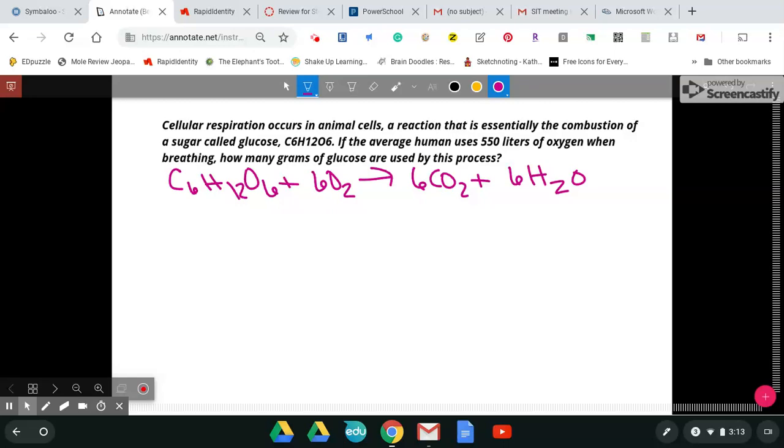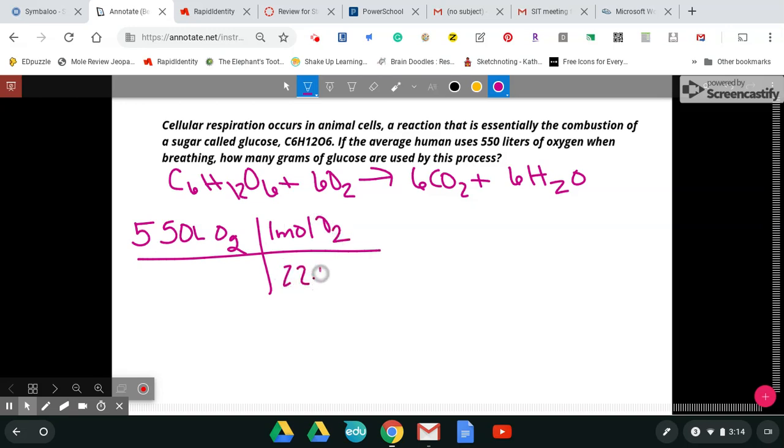All right, so if you've got this problem, it says cellular respiration occurs in animals, and it's saying that an average uses 550 liters. So I'm going to write down what I've got, 550 liters of oxygen. Remember, if I am in liters, in order to do stoichiometry, you have got to get to moles. So 1 mole of O2 equals 22.4 liters of O2. Notice that liters of O2 are now gone.